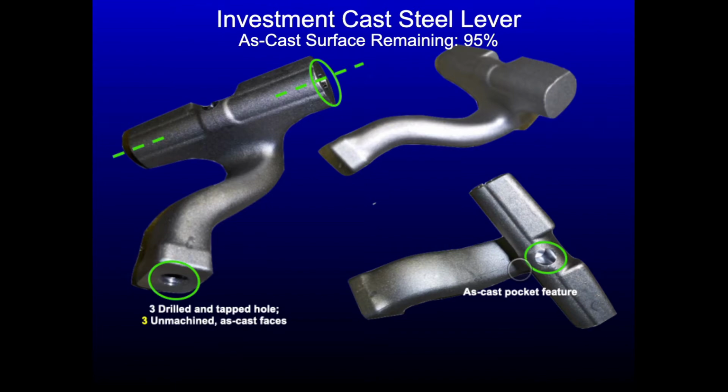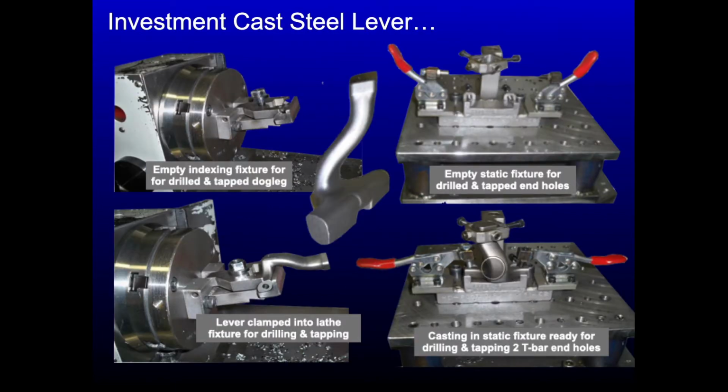Drilling and tapping the holes in the dogleg feature is cleverly accomplished with a simple fixture mounted on the chuck of a lathe. The drilled and tapped holes in the ends of the T-bar are accomplished in a simple clamping fixture that captures the ends of the dogleg to securely complement the clamps against the machining forces.